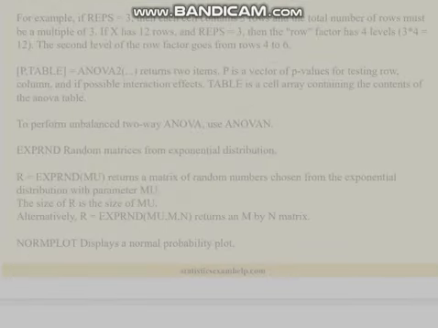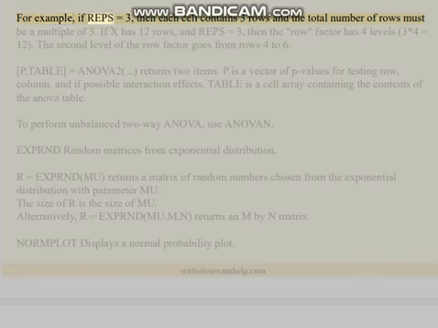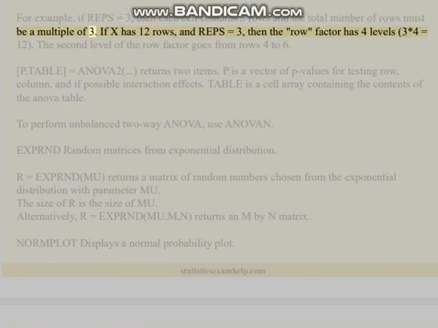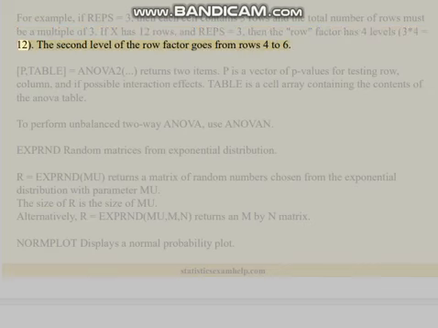contains reps number of rows. DisplayOpt can be 'on', the default, to display the table, or 'off' to skip the display. For example, if reps equals 3, then each cell contains 3 rows and the total number of rows must be a multiple of 3. If X has 12 rows, and reps equals 3, then the row factor has 4 levels, since 3 times 4 is equal to 12. The second level of the row factor goes from rows 4 to 6.